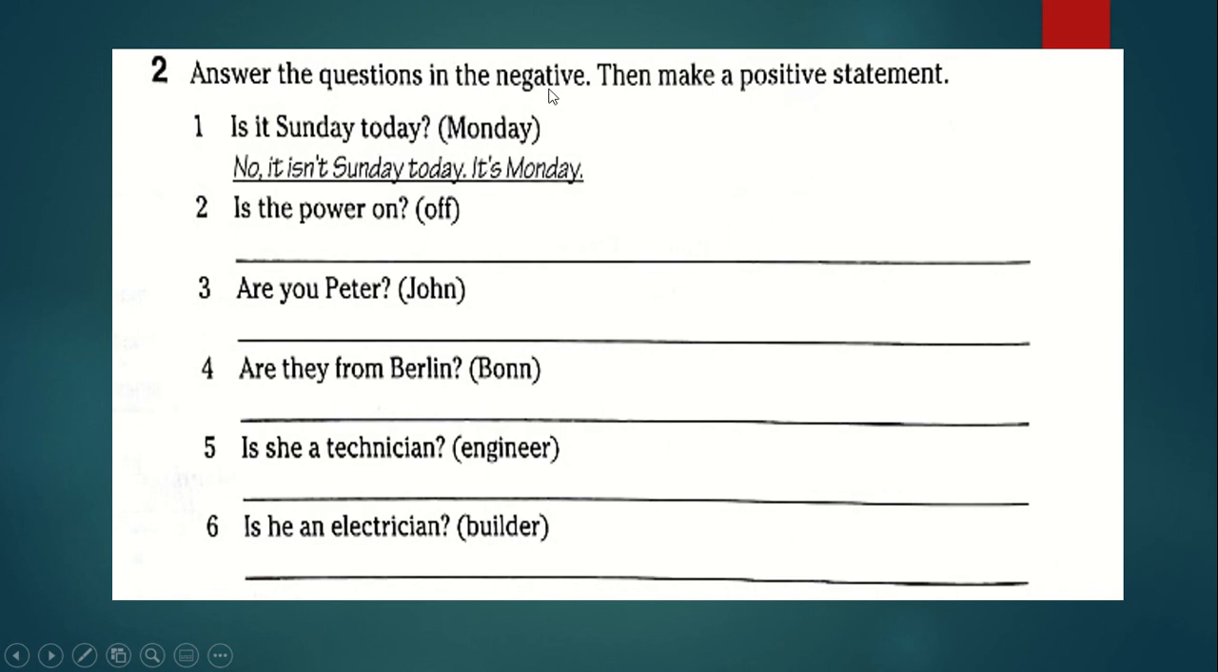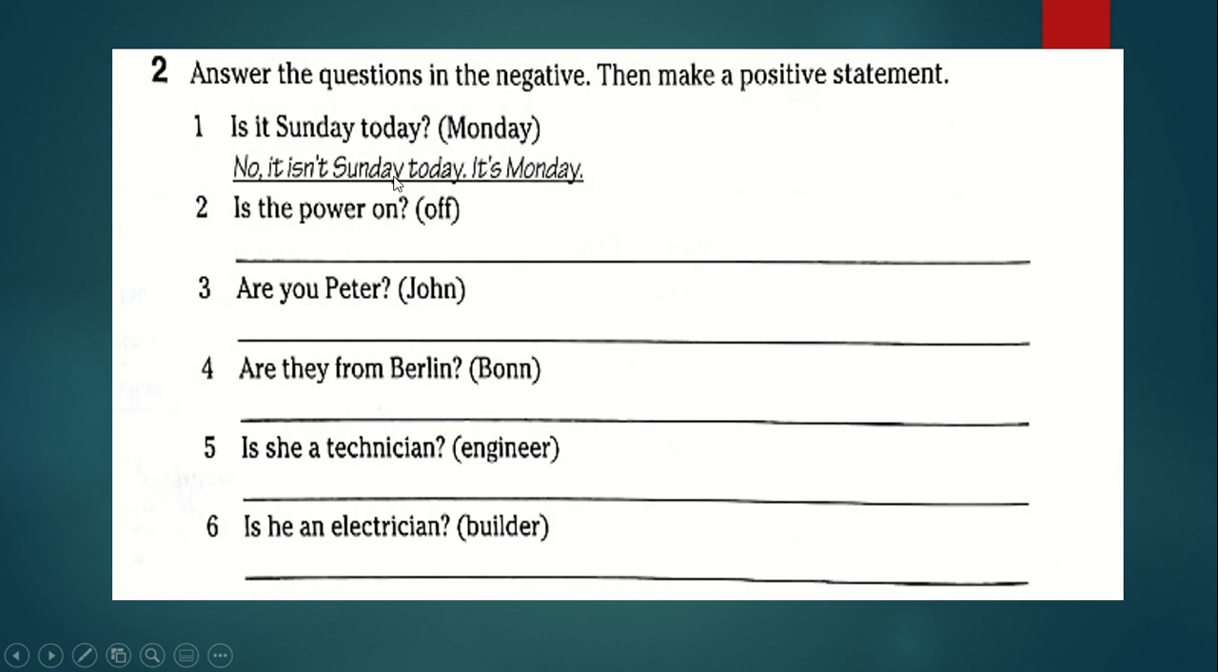Answer the questions in the negative. In the negative means you say no. What do you need to do then? Then make a positive statement. You correct the answer. For example, number 1, is it Sunday today? You should say no and correct it using Monday. So, no, it isn't Sunday today. Full stop. It's Monday. Is it Sunday today? No, it isn't Sunday today.